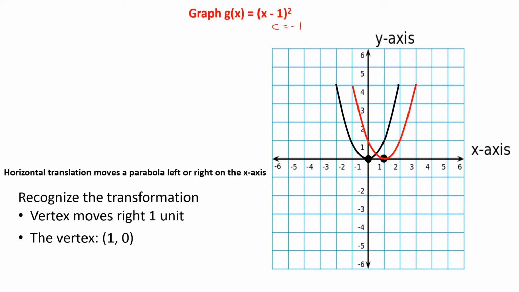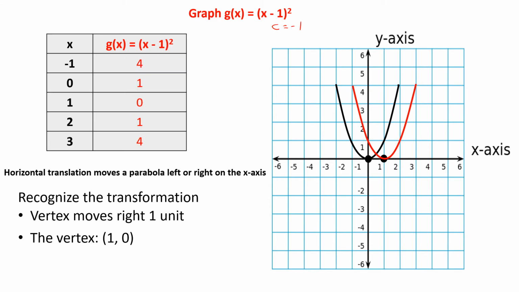If you wanted to plot your points, you would start off with the vertex. This is the vertex, and from there, you would determine 2 numbers above and 2 numbers below to find the other points. The other way to look at it, if you couldn't figure out where it's moving: what value is going to make this 0? Well, 1 is, because 1 minus 1 is 0. So that is why your vertex is 1, 0.